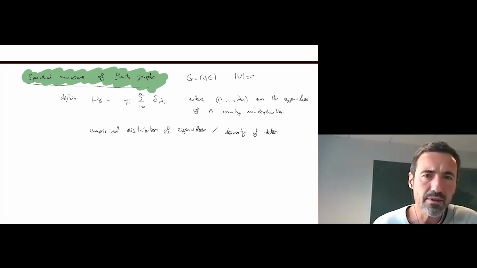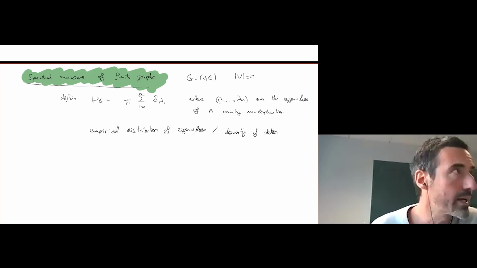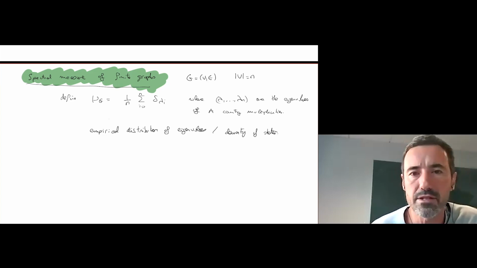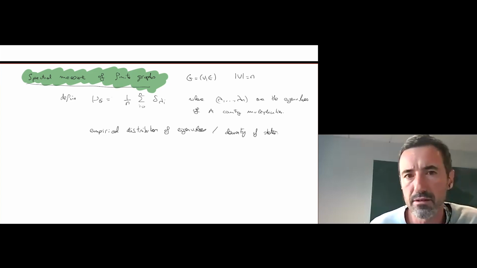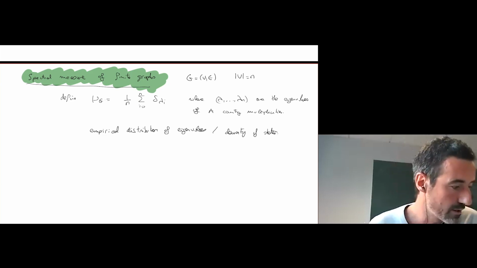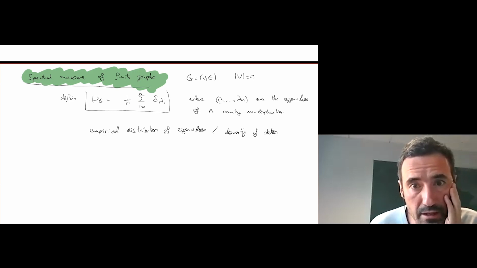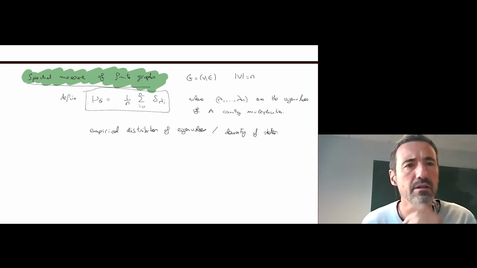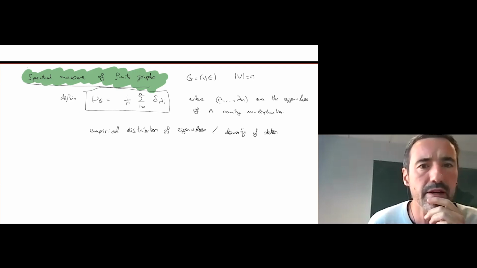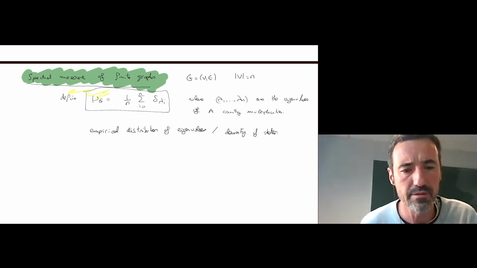Okay. So what we will do next is try to define an analog of this object for our infinite graphs. But first, we should try to understand the connection between this object and our spectral measures at vectors.